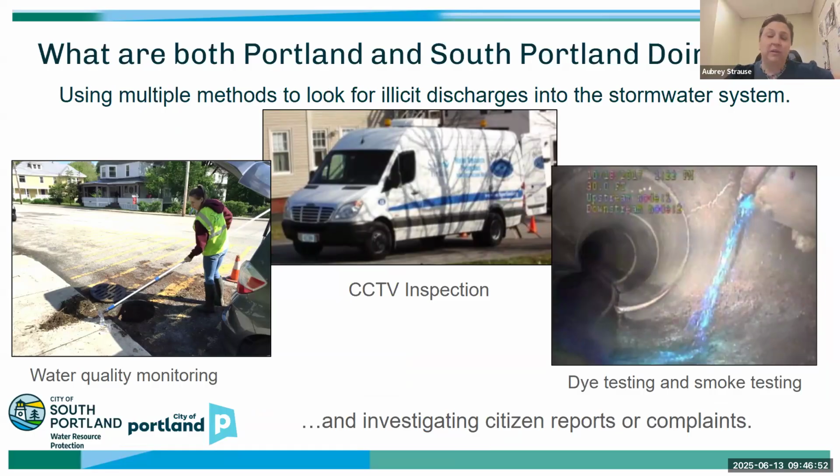Both of our cities do water quality monitoring. We look at catch basins in South Portland. You'll see me out there in my little Mini Cooper with a license plate H2O doing this at different spots in the city during different times when I'm trying to capture certain storm events.